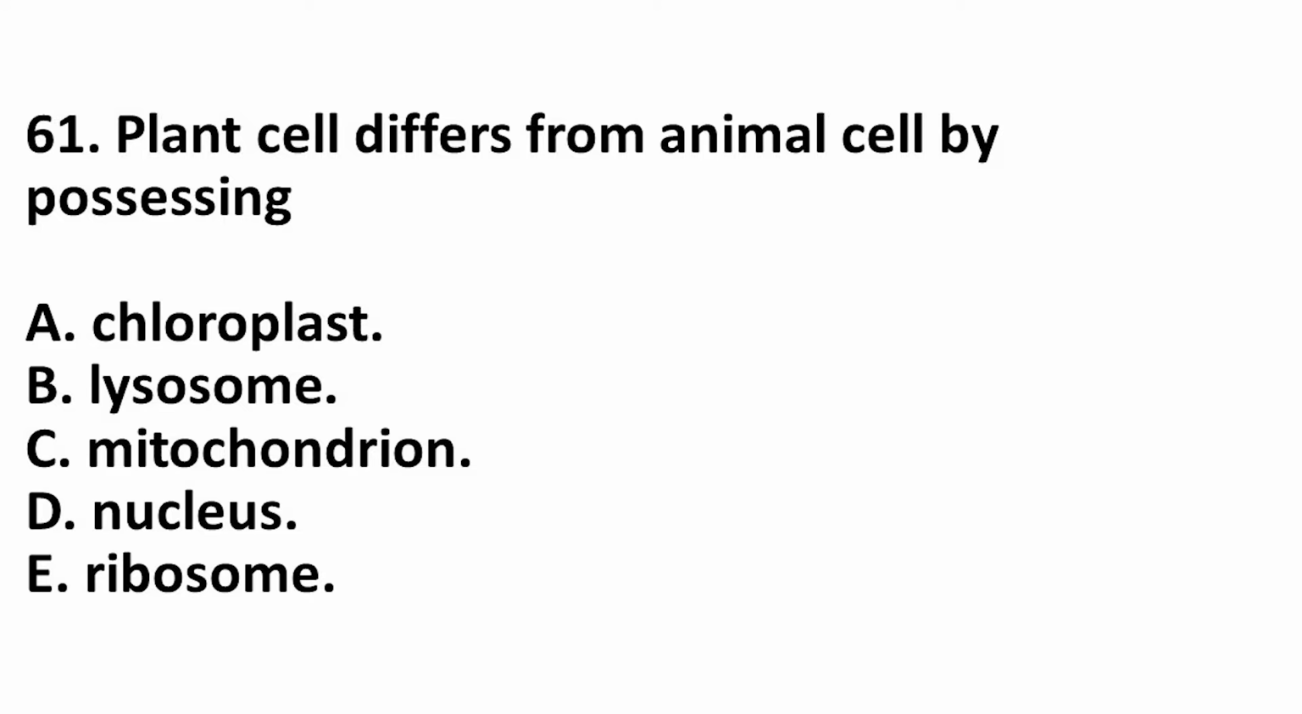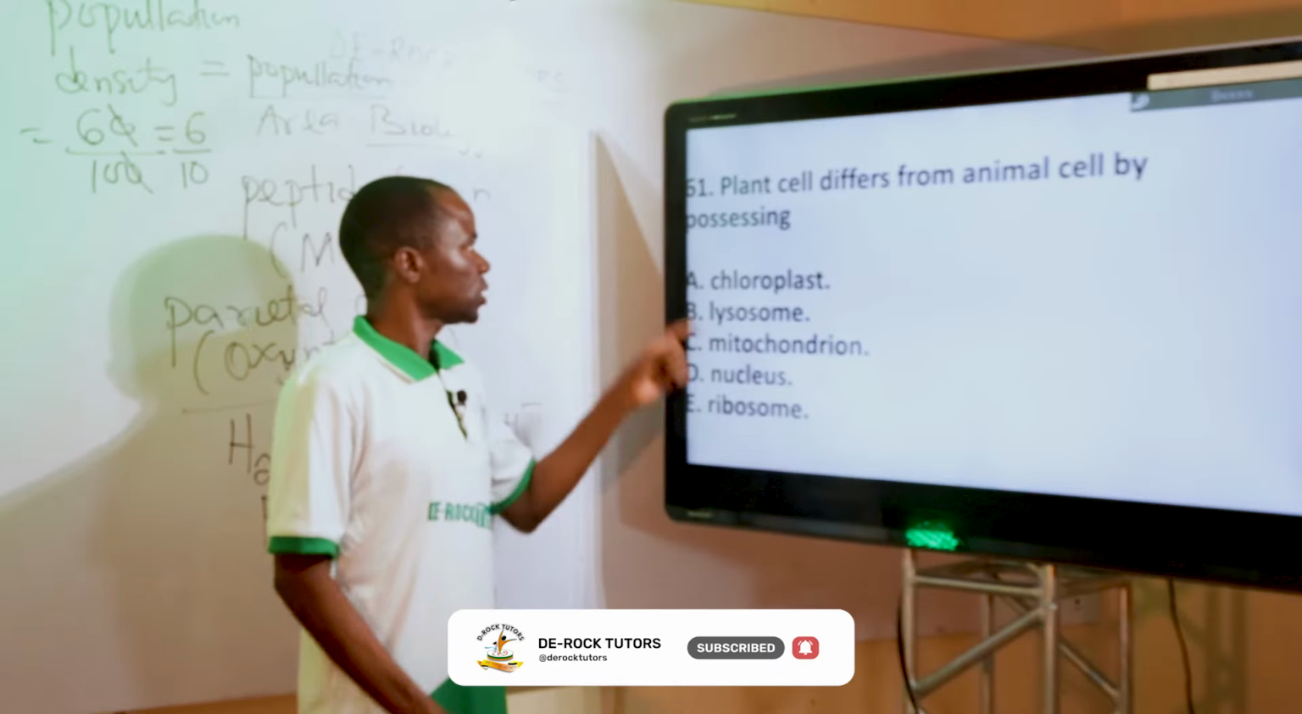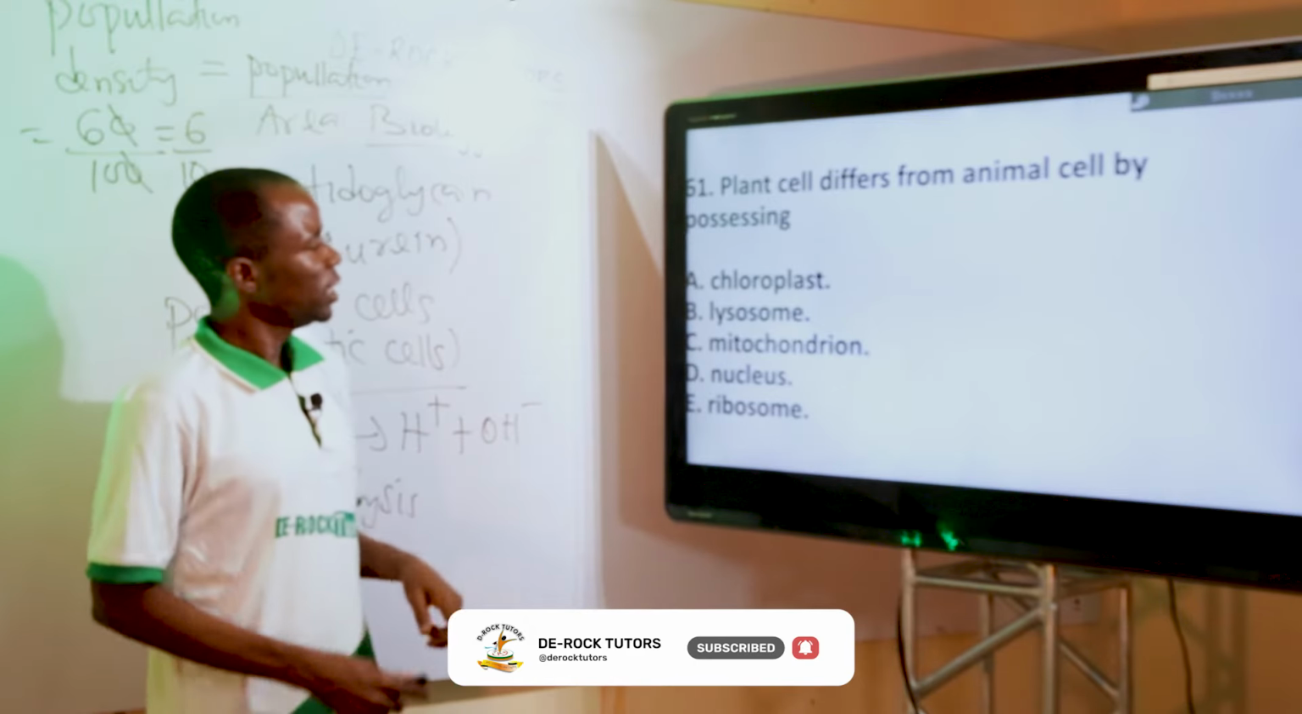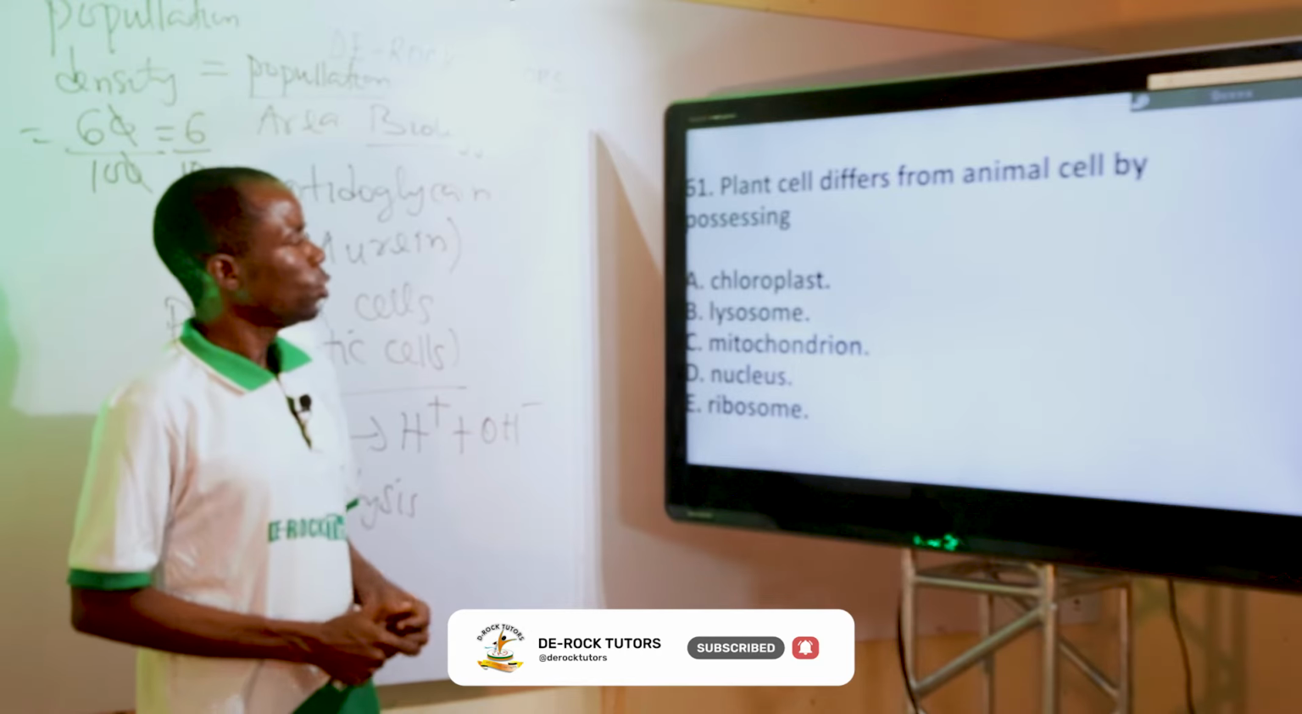So the correct answer for this is chloroplast. Chloroplast is exclusive to plant cells. Animal cells don't have chloroplast. So the answer to question number 61 is definitely option A, chloroplast.